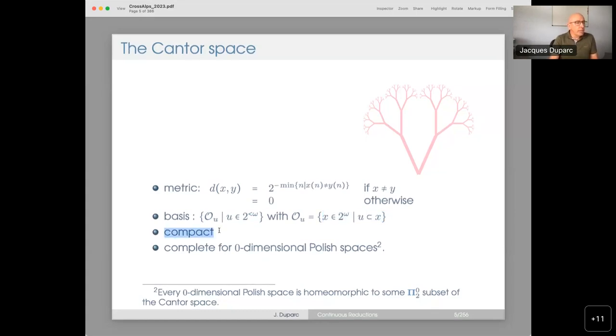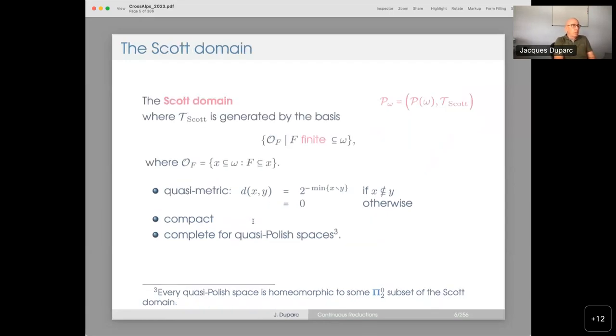It's well known that it's a compact space. It's also complete for zero-dimensional Polish spaces. By this, I mean every zero-dimensional Polish space is homeomorphic to some Pi 0 2 subset of the Cantor space. So they all reflect inside the Cantor space, so to speak.